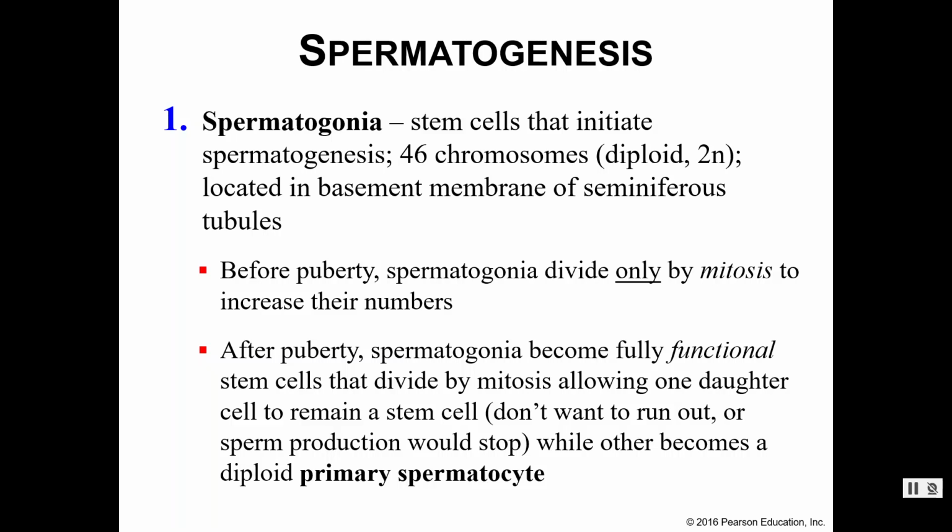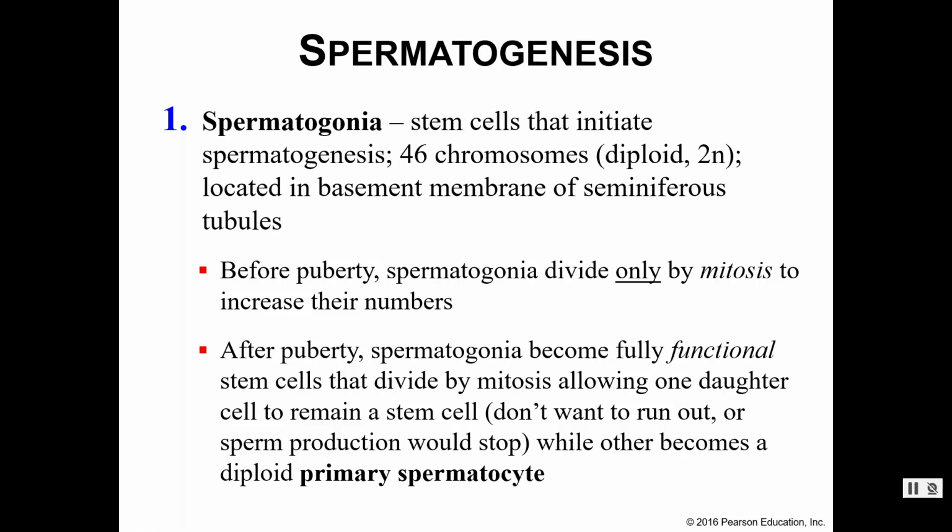These live in the basement membrane of the seminiferous tubules. So before puberty, that's key, spermatogonia divide only by mitosis, because we need to increase their numbers. We need to crank out as many of these stem cells as we can. Now, after puberty, these spermatogonia become fully functional stem cells that are going to continue to divide by mitosis.